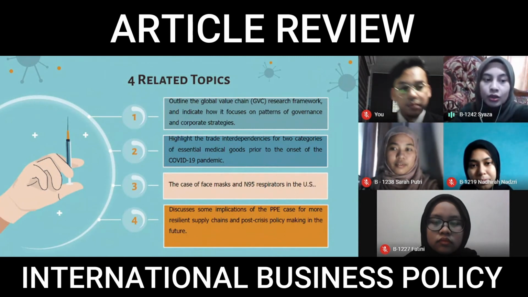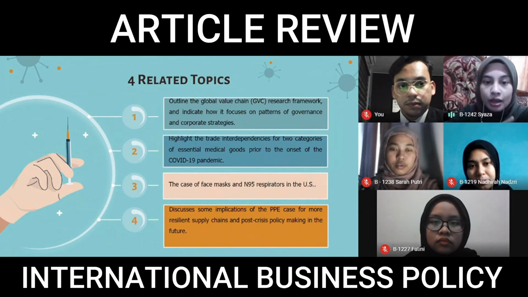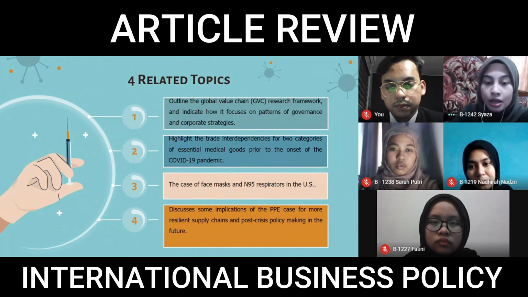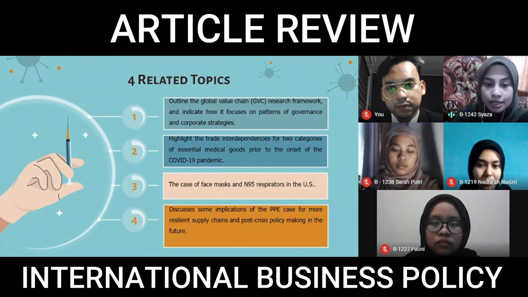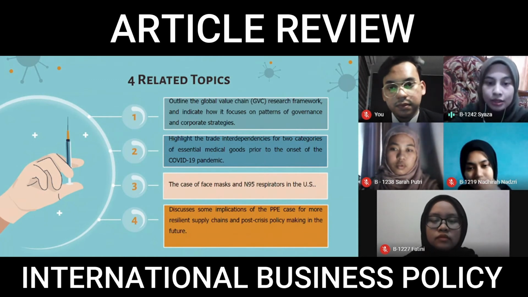To better comprehend these complex issues, the article will cover four related topics. First, outline the global value chain research framework and indicate how it focuses on patterns of governance and corporate strategies. Next, highlight the trade interdependencies for two categories of essential medical goods prior to the onset of the COVID-19 pandemic. Third is the case of face masks and N95 respirators in the US. And the last one is to discuss some implications of the PPE case for more resilient supply chains and post-crisis policymaking in the future. Next.